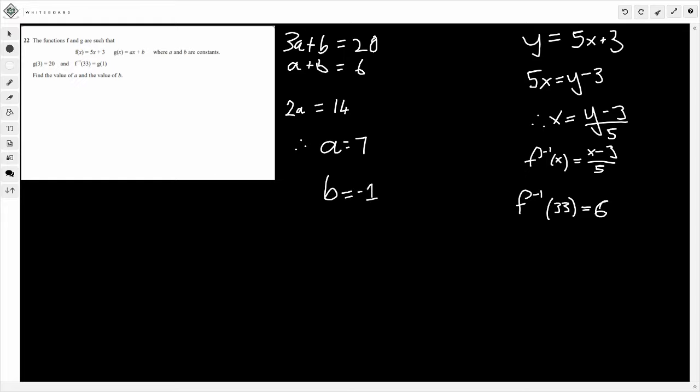So that's the full question, guys. There were 5 marks for that question. This is the trickiest bit here, finding the inverse, but if you can do that, you'll be okay with that question.